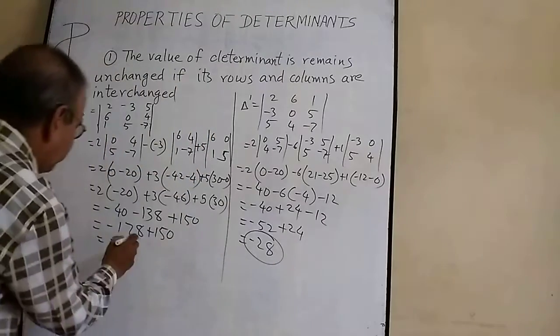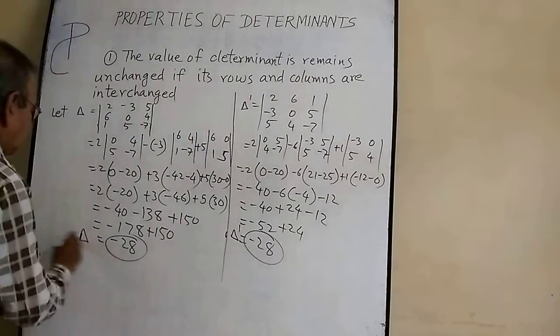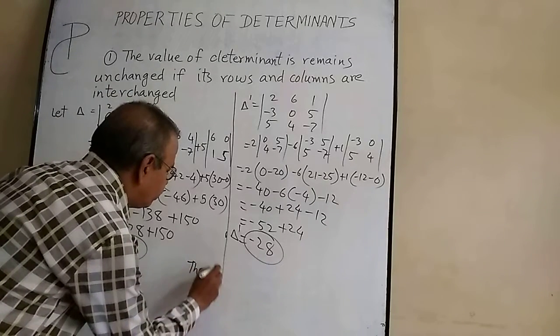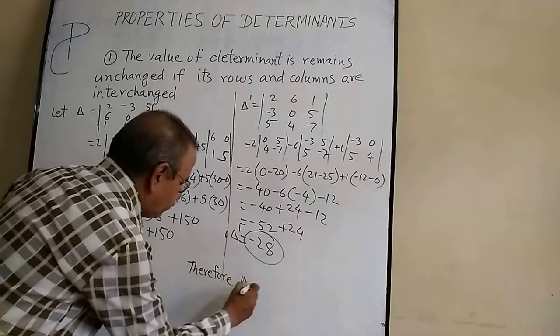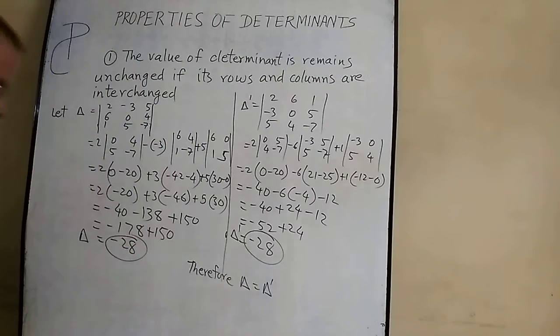So this value and this value are same, and therefore delta is equal to delta dash.